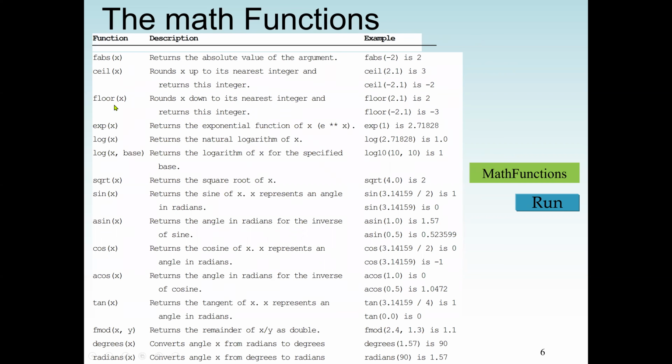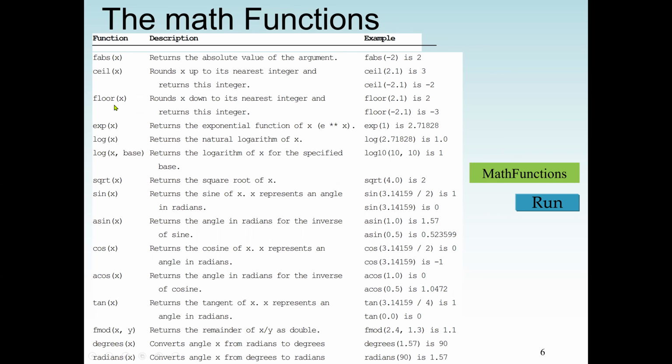We also have the floor. Floor will return x rounded down, not up, but rather down to its nearest integer. So floor(2.1) will give me 2 because it goes down to the nearest integer. Then -2.1, it will go down, so it will give me -3. So again, ceil goes up: 2.1 gives me 3, -2.1 gives me -2. We know of -2 and -3, -3 is less. So with floor, it goes down.